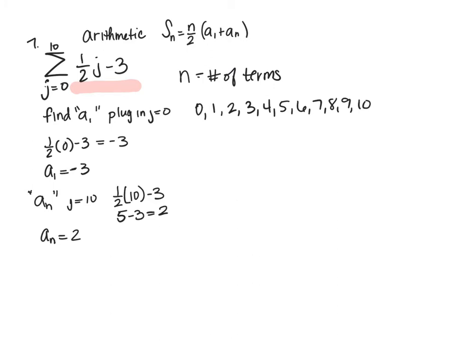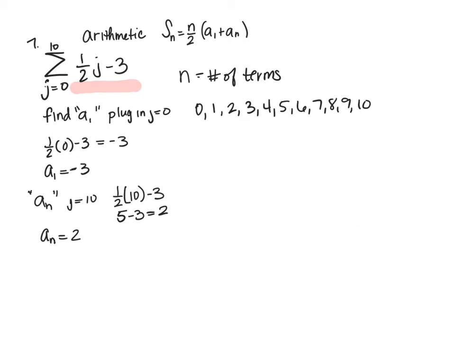How many terms is that actually? 1, 2, 3, 4, 5, 6, 7, 8, 9, 10, 11. So it's really important when you're looking at that, you really see what you're finding. That's how many terms from all the counting from 0 to 10.